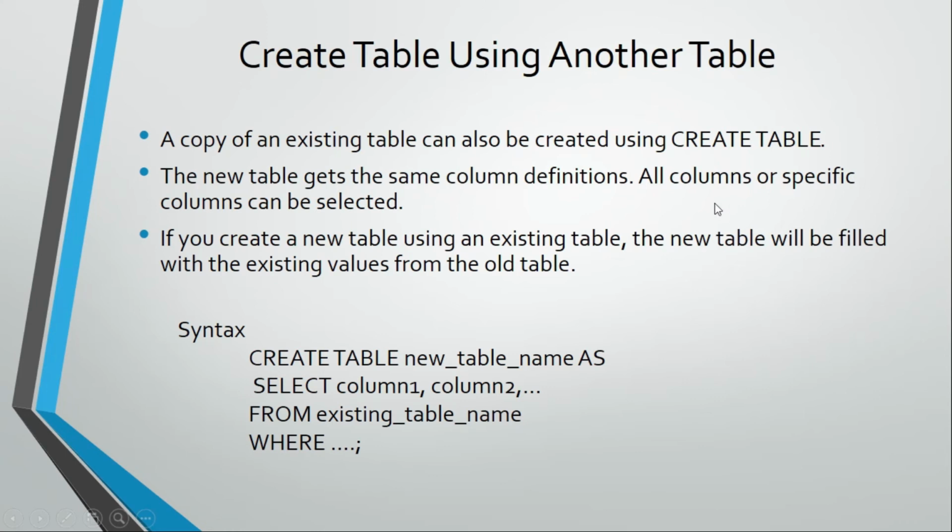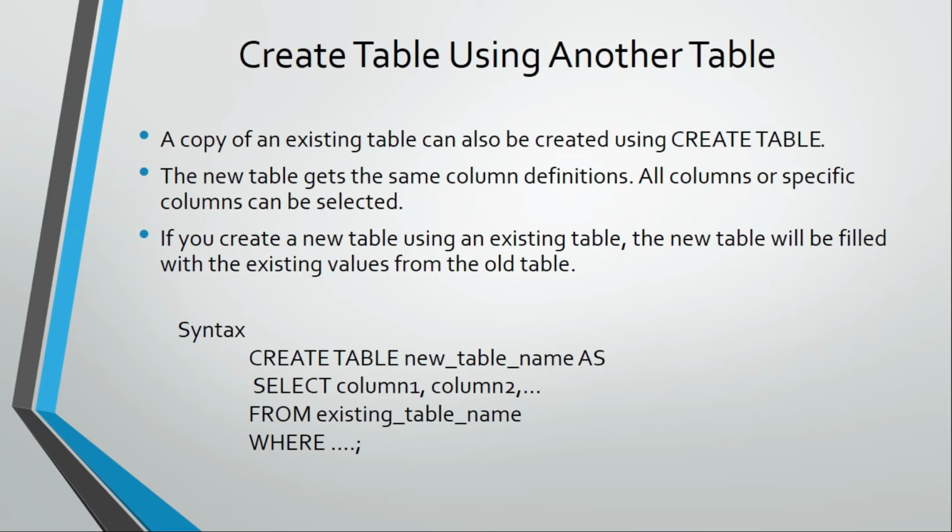The syntax for creating a new table from an existing table is CREATE TABLE, then the new table name, AS SELECT column 1, column 2, etc. FROM existing table name, based on a condition. Otherwise, you can select all the columns using the select star command: CREATE TABLE new table name AS SELECT * FROM existing table name. The new table gets the same column definitions as the existing table.